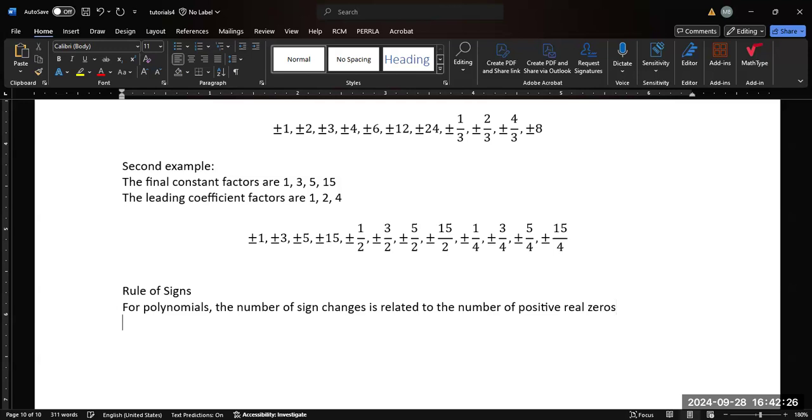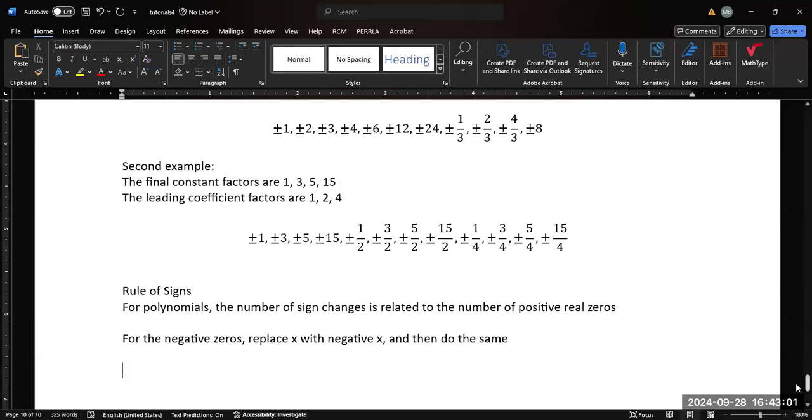Now, in order to get the negative ones, replace x with negative x. And then do the same. Because now, anytime you had an x before, if it was positive, it's now negative, and anything that was negative is now positive in the resulting polynomial, and then the positive rule of signs will apply at that point.